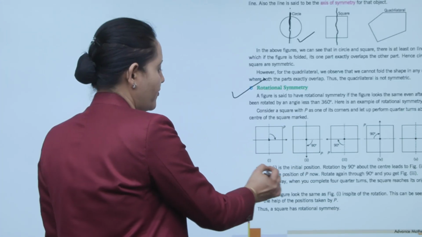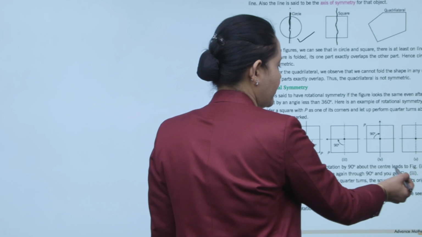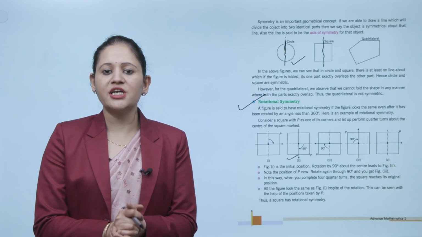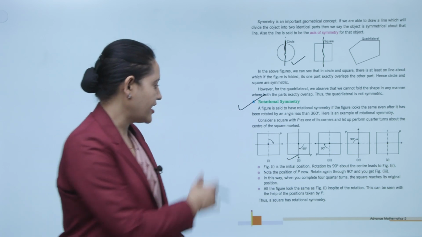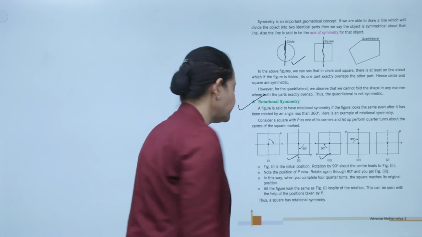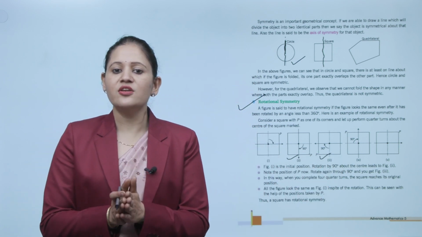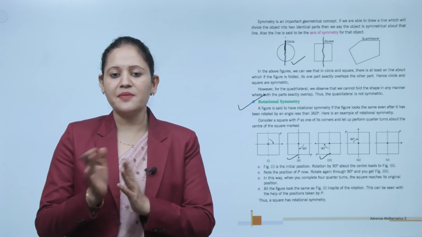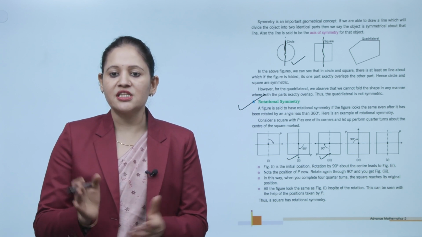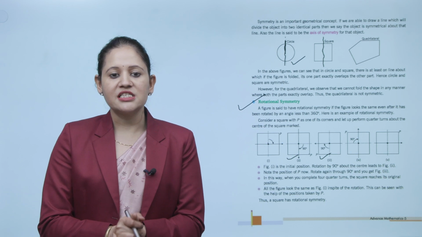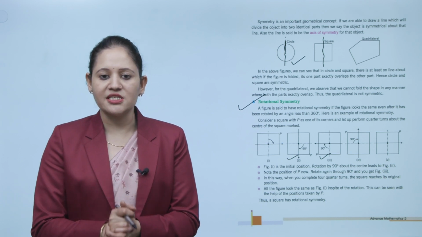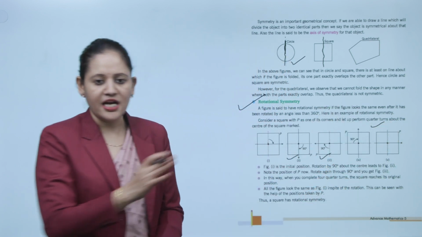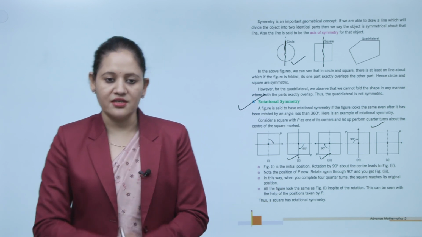Clear? So figure 1 is the initial position, rotation by 90 degrees about the center leads to figure 2. Note the position of P now. Rotate again through 90 degrees, you will get figure 3. Again rotate by 90 degrees. In this way, when you complete your quarter turns, the square reaches its original position. All the figures looked the same as figure 1 in spite of the rotation. This can be seen with the help of the position taken by P. Thus, the square has rotational symmetry. So, what does the square have? Rotational symmetry. When we rotate it to a certain angle, it will look the same as its original position.